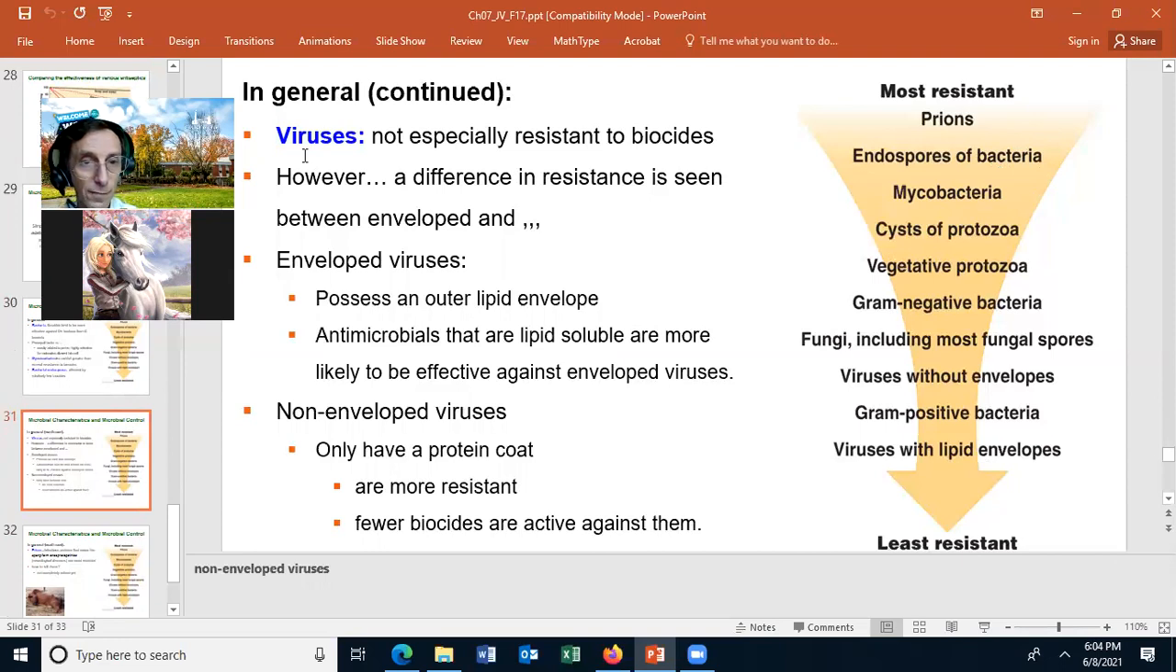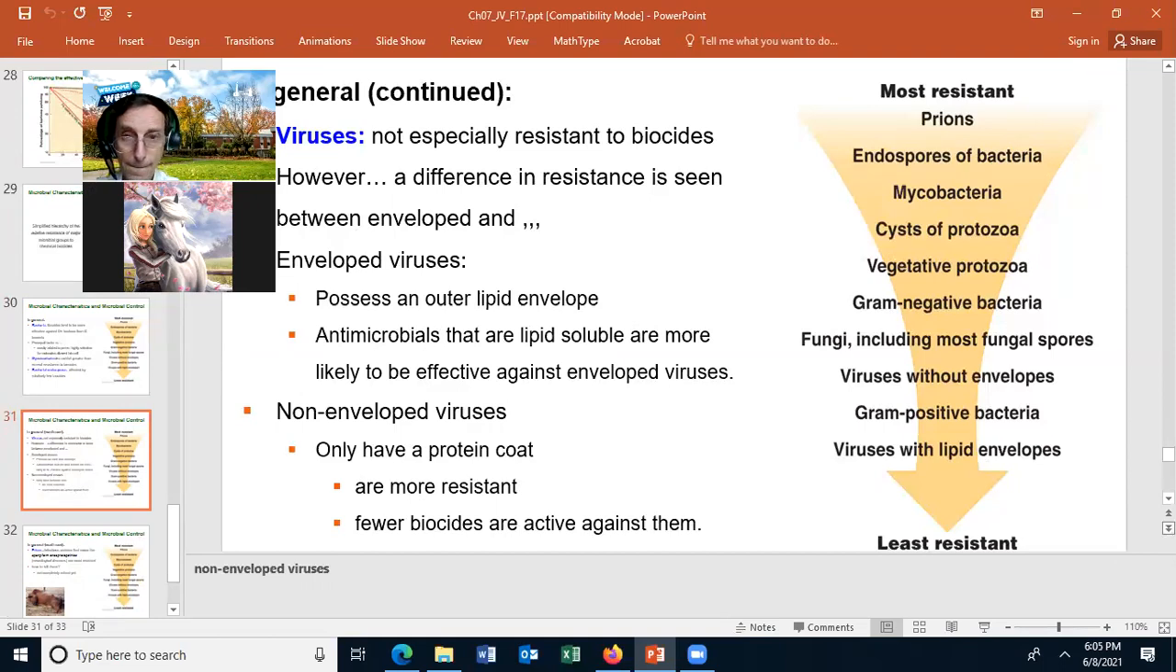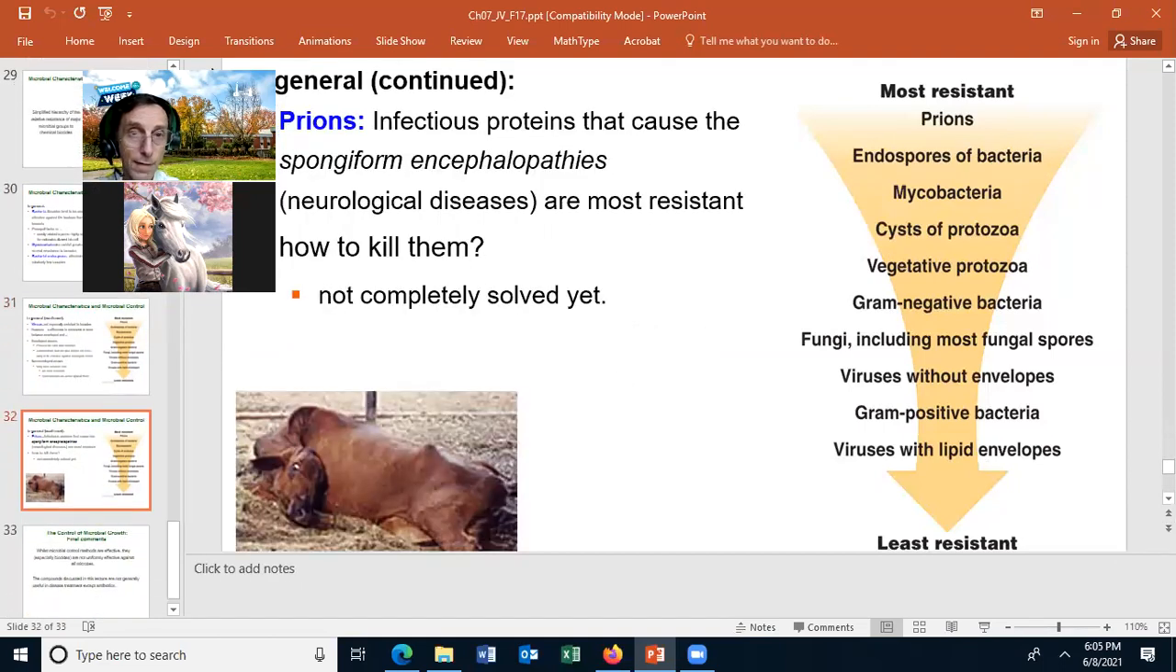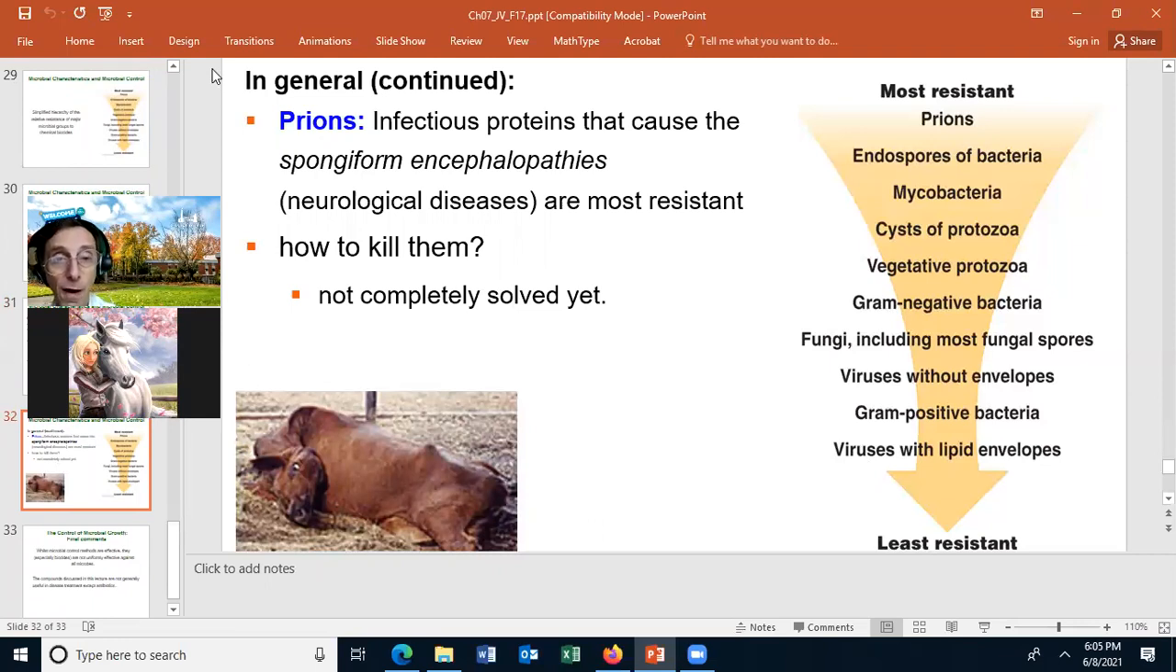I've already talked about envelope viruses and non-envelope viruses. The envelope virus has that envelope which is susceptible to damage, and that's why it is more likely to be killed than a non-envelope virus, which only has a protein coat. And I've kind of already talked about this. Prions are very difficult to kill. Although kill maybe isn't the right word, we'll say inactivate, because all they are is a protein.